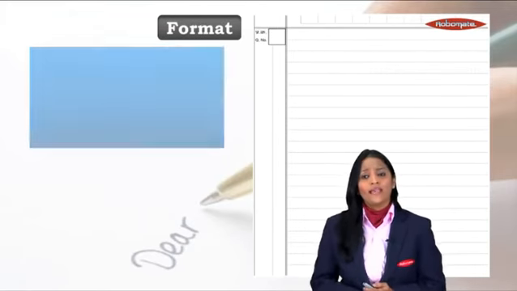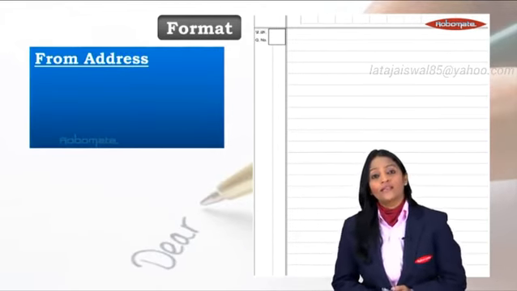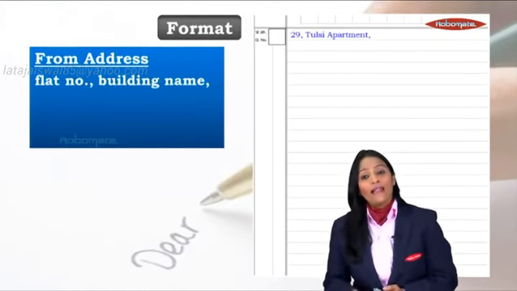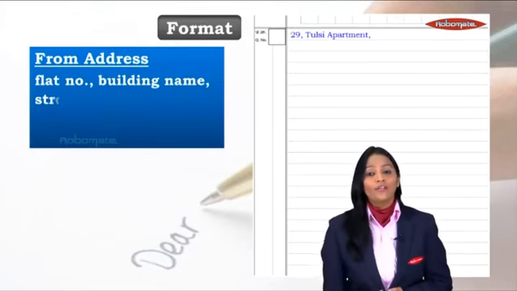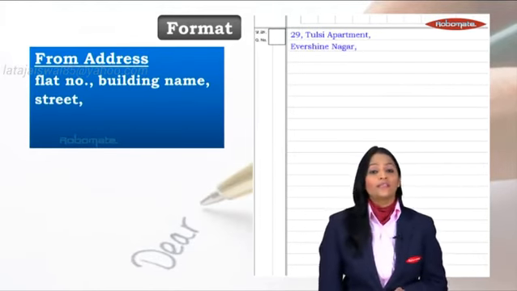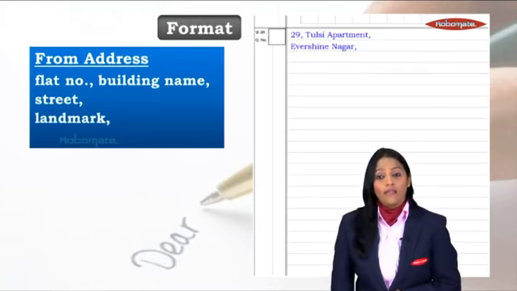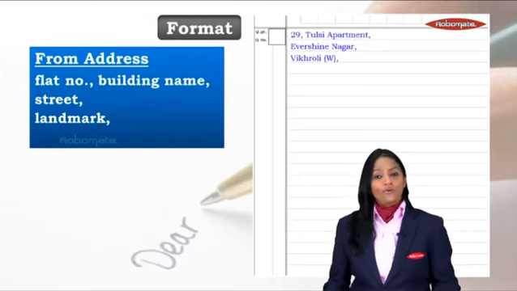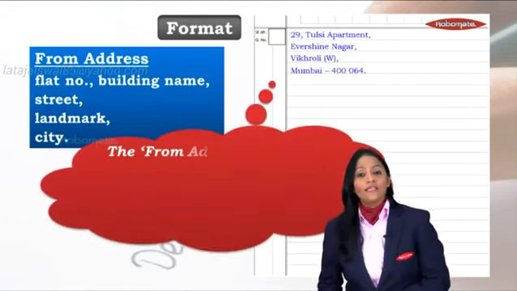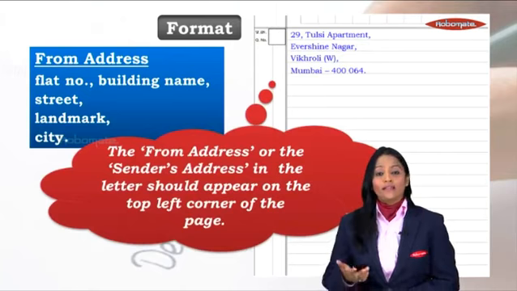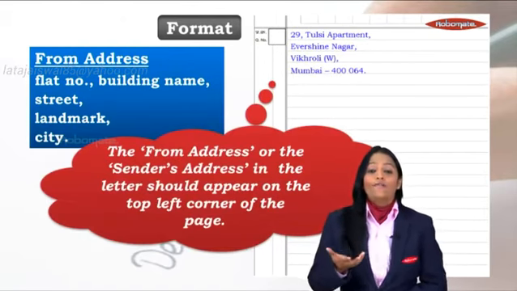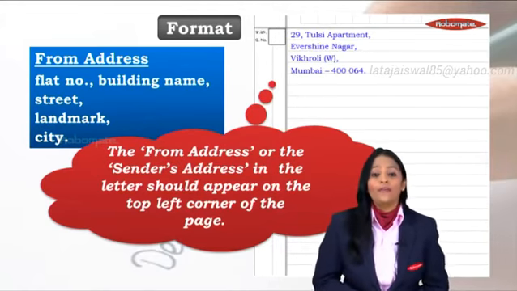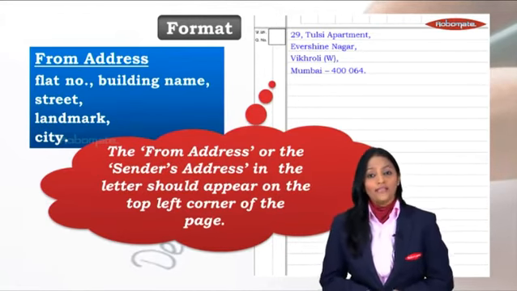The format, as we said, starts with the from address, and it is right on top at the left-hand side. You start with the flat number, the building name. This is how you build your address. Then the street here, you can see there, Evershine Nagar. After that, some landmark, but in this case, you don't need to give a landmark, don't do it. Then you write the name of the city. So here we have Vikhroli and then the name of the city. Now, the from address or the sender's address in the letter should appear on the top left corner of the page. We have already seen that.